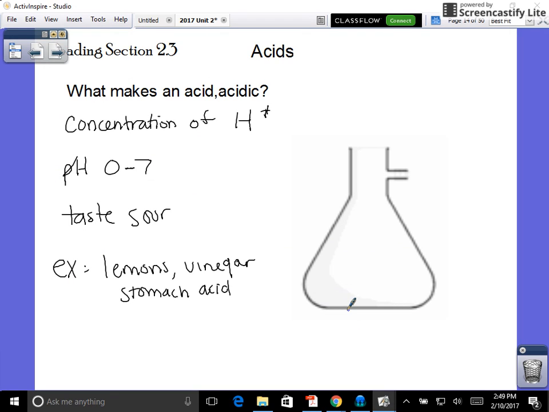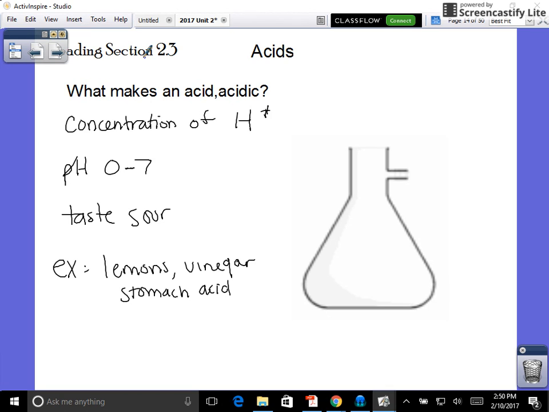So today I'm going to talk about acids, bases, and pH, and the reading for this is in section 2.3 of your textbook. And as you read, you should take some notes about what makes an acid acidic and a base basic, and you can add to our class notes that we have here.